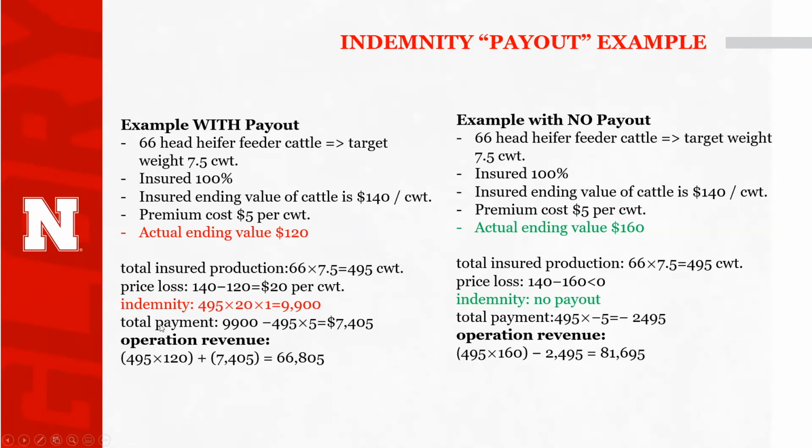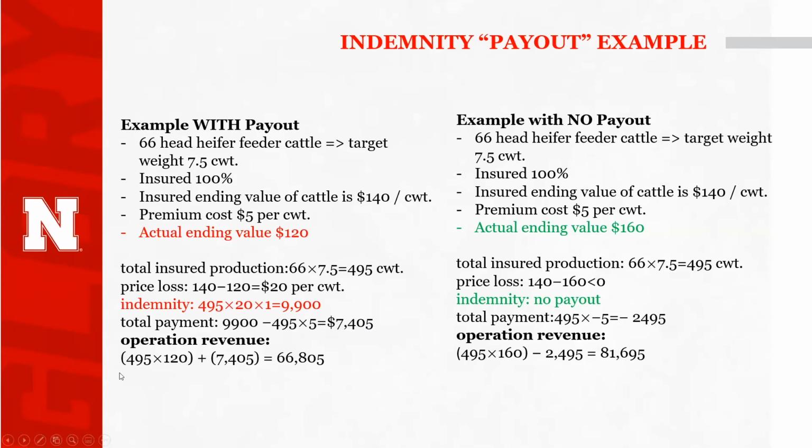Then what we do is we take that net payment, right? Because we have to pay for that coverage now. And we take how many pounds we were insuring, 495 hundredweight, times the $5 per hundredweight. The net amount, the check that will be written out to us from our crop insurance agent, will be $7,405. That money is meant to offset any loss or decrease in the national price.